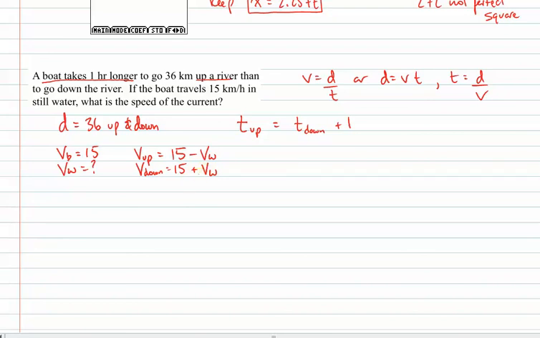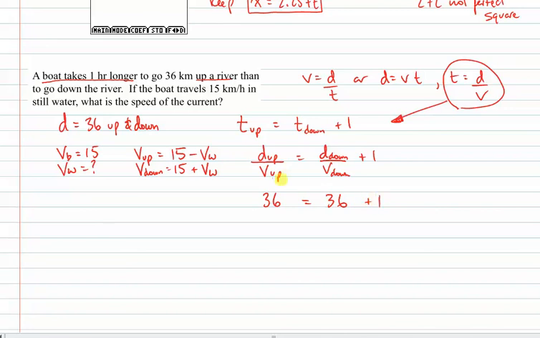Now, I'm going to use this version of motion equations, and I'm going to say that every t is a d divided by a v. So time up then is distance up divided by the velocity up. Time down is the distance down divided by the velocity down. And now I'm going to substitute what I know about this. The distance going up is 36. The distance going down is 36.